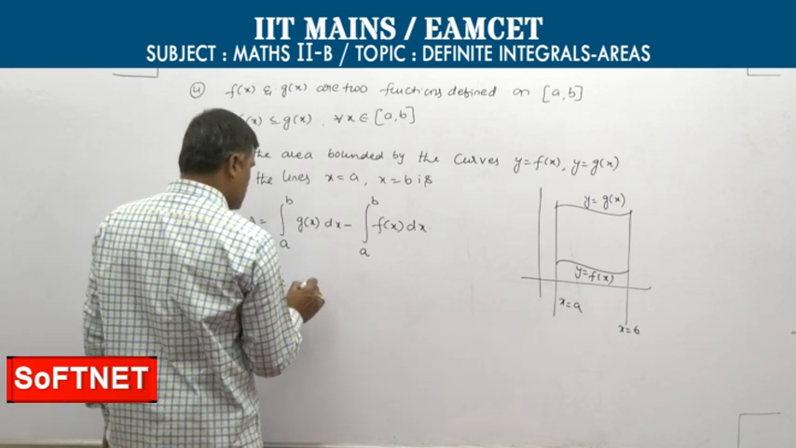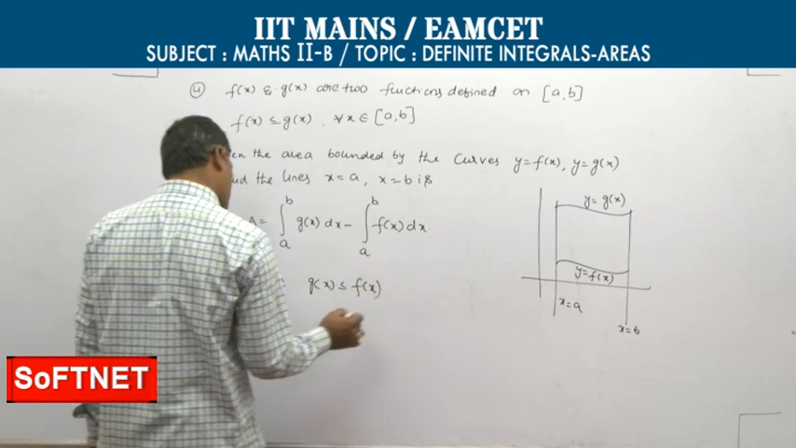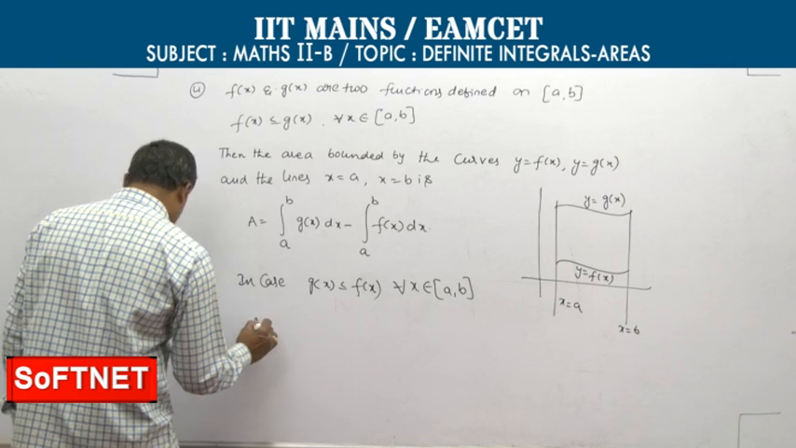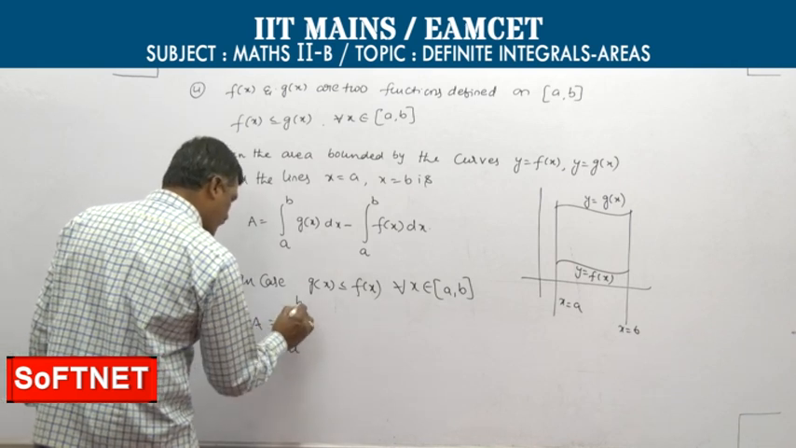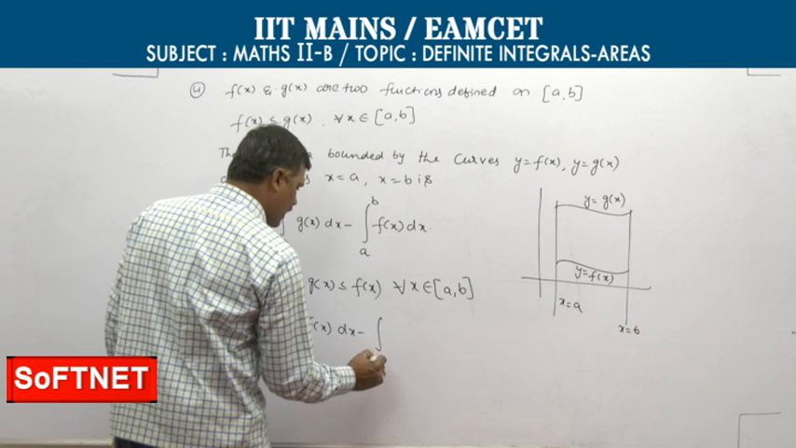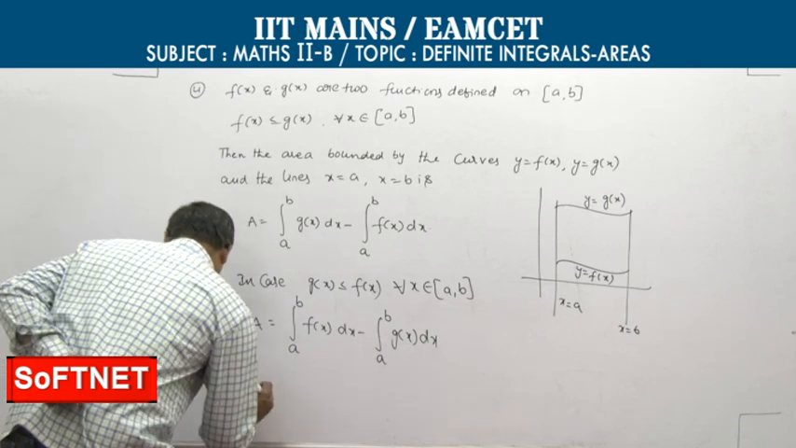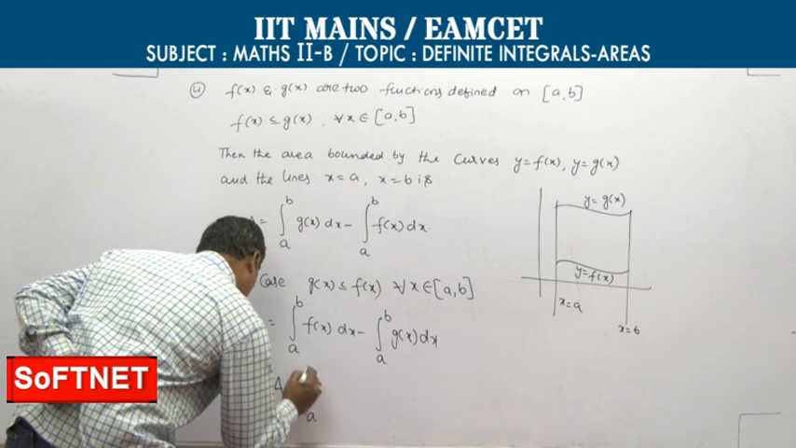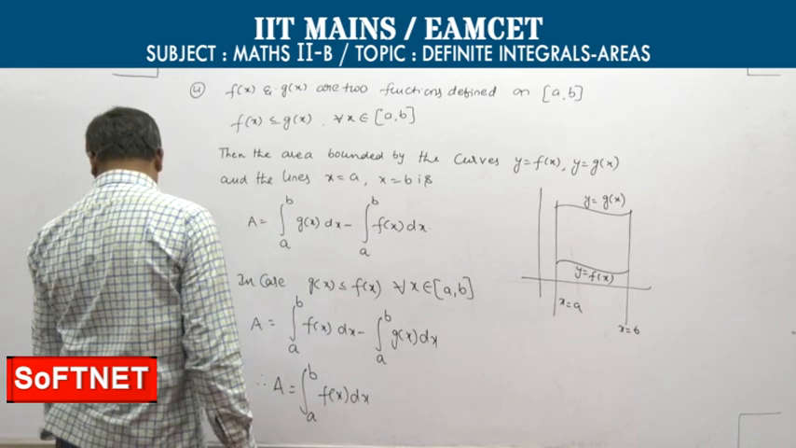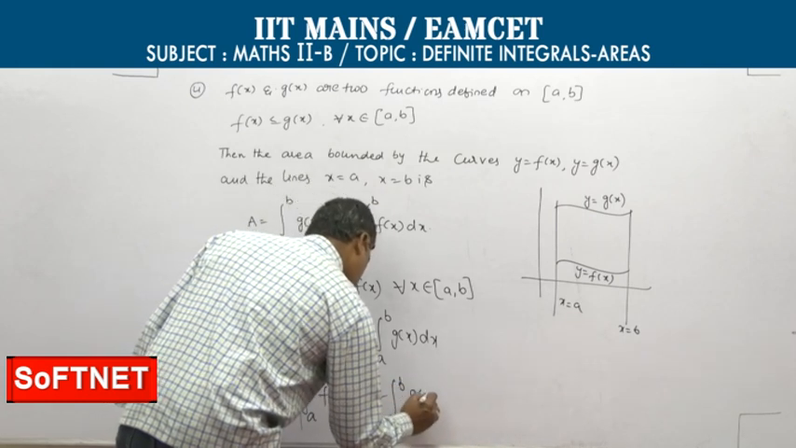In case g of x is less than or equal to f of x for all x belongs to closed interval a, b, therefore area A is equal to integral of a to b f of x dx minus integral of a to b g of x dx.